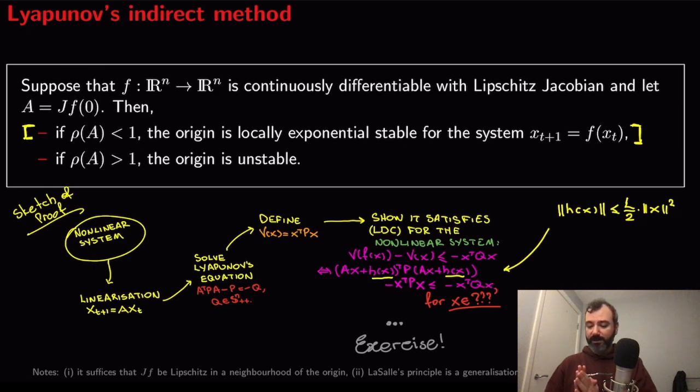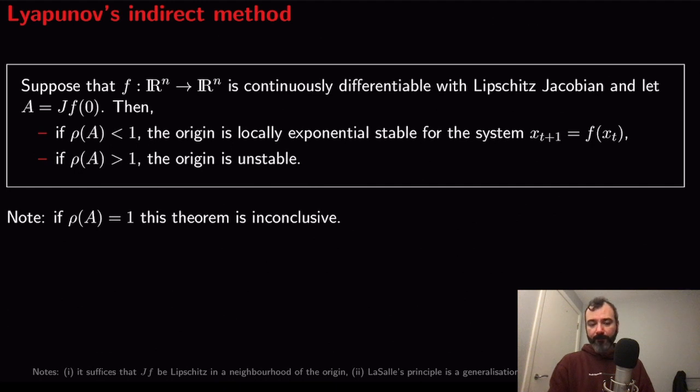Suppose that my function is continuously differentiable and has a Lipschitz Jacobian, and I'm taking A to be the Jacobian at 0. Then focus on this matrix only now. If the spectral radius of the matrix is less than 1, the origin is locally exponentially stable for the non-linear system. If it is above 1, the system is unstable. If it is equal to 1, this theorem doesn't tell us whether the system is stable or unstable.